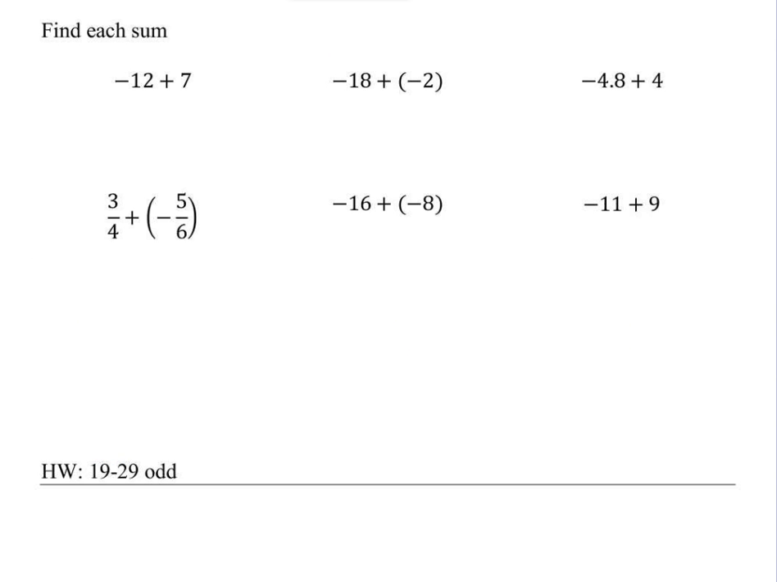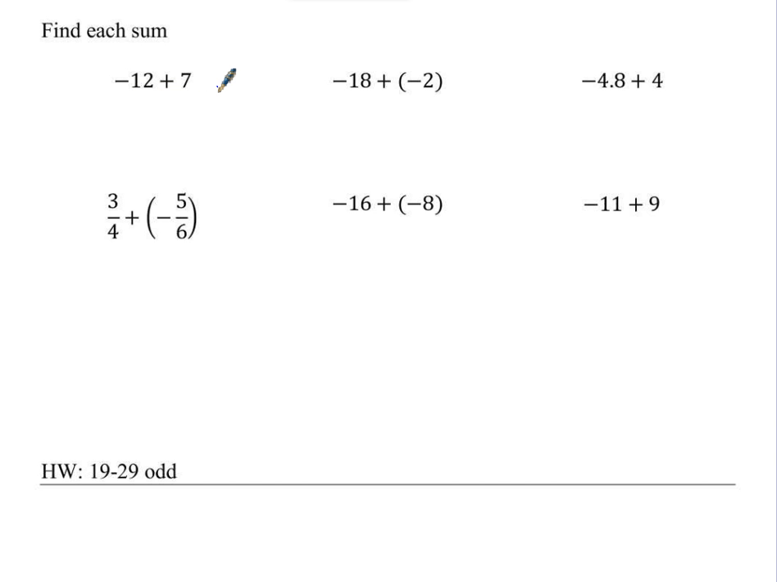So we just have a few more practice problems here. Let's try to apply what's going on. We want to think about what each problem is asking us to do. Look at the signs. If they're the same, just add the numbers and keep the sign. If they're different, figure out which number is bigger, subtract the smaller, keep the sign of the bigger. So here we go. We have negative 12 plus 7. Let me get rid of that. We have negative 12 plus 7.